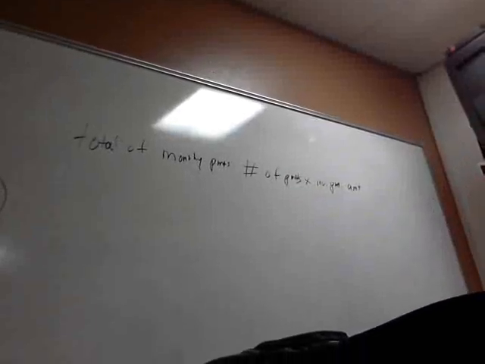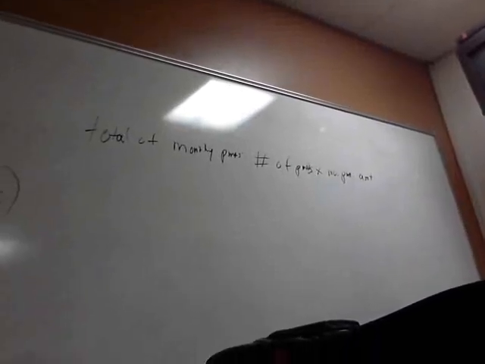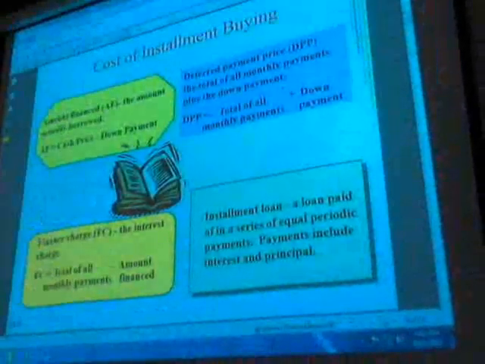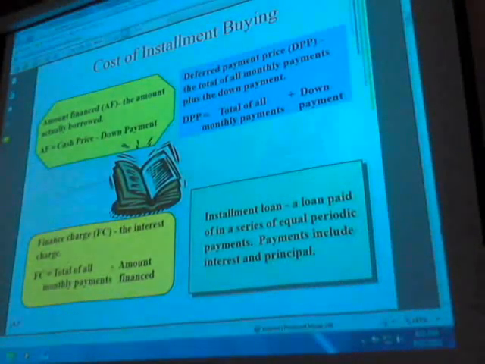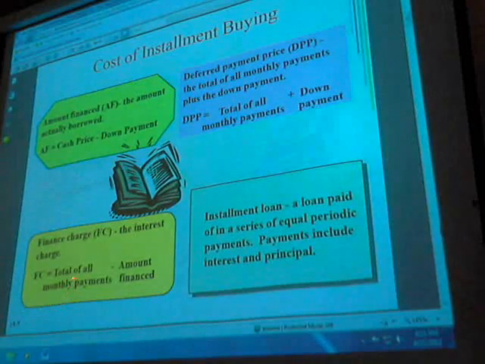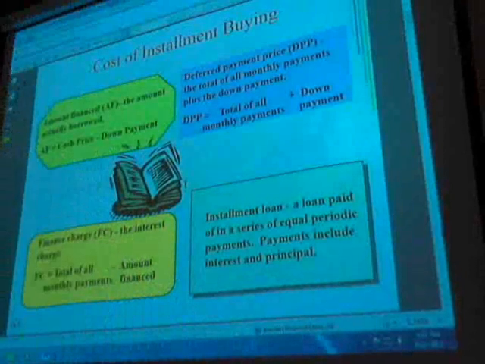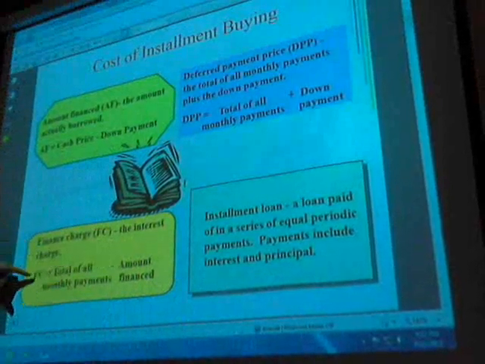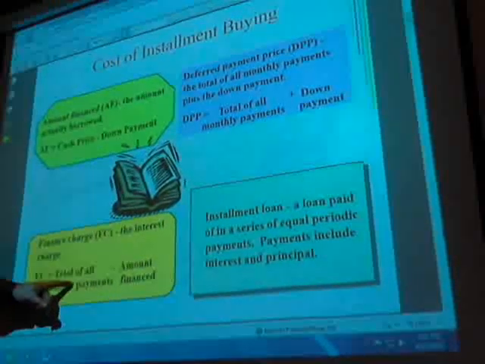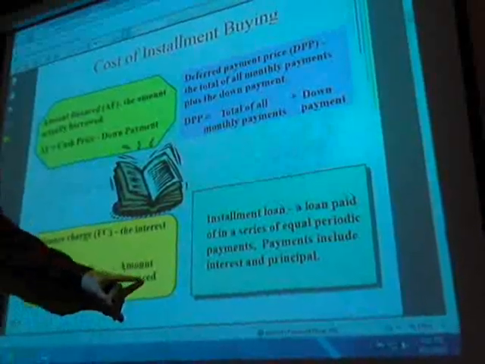Can everybody read that? The total of payments includes the finance charge. The total of payments includes the interest in it. So what we have to do just to find the interest or the finance charge is we subtract from the total of payments the amount financed.